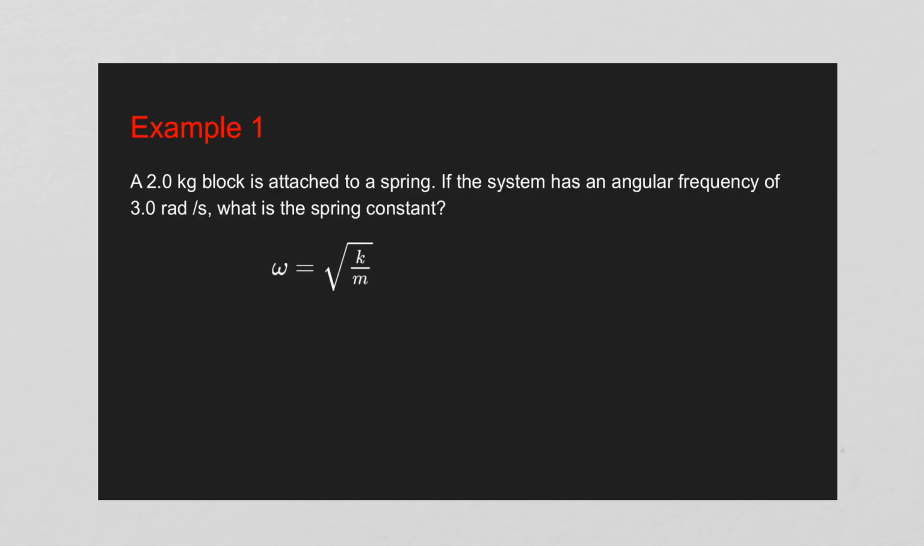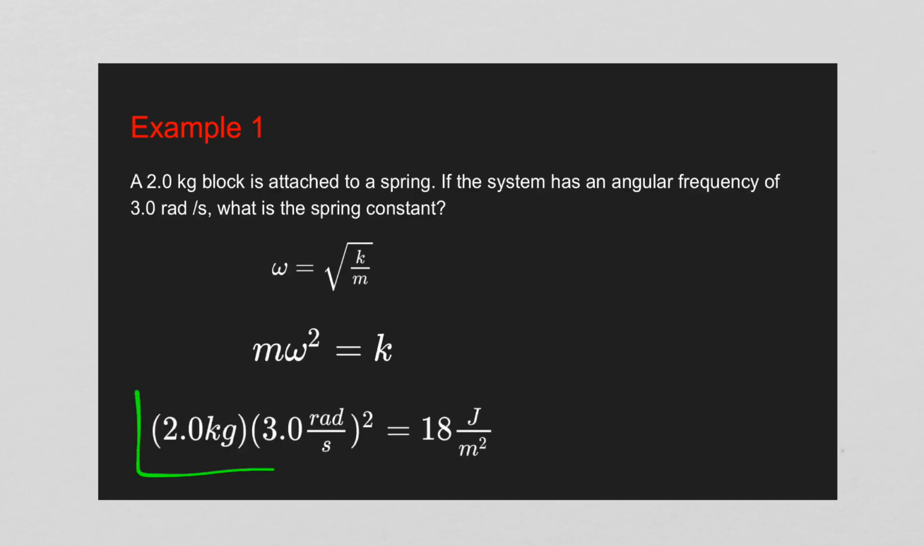What's the spring constant? Well, we know that the angular frequency is just the square root of k over m, where k is your spring constant and m is your mass. We know the mass. We'll solve for the spring constant and plug it in.